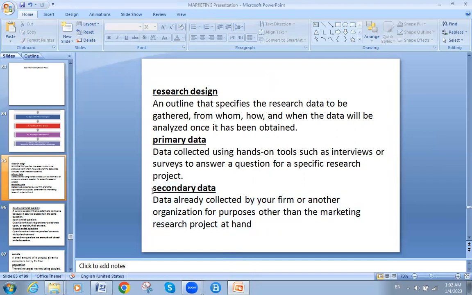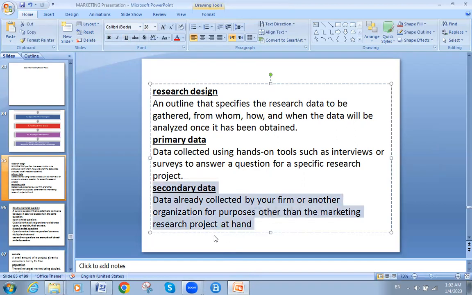But if there were no previous factories there, then I don't have data. So I will go to the primary data. We go to the primary data if we didn't find secondary data. Secondary is the old ones; you have it already. Examples of secondary data are books and magazines.